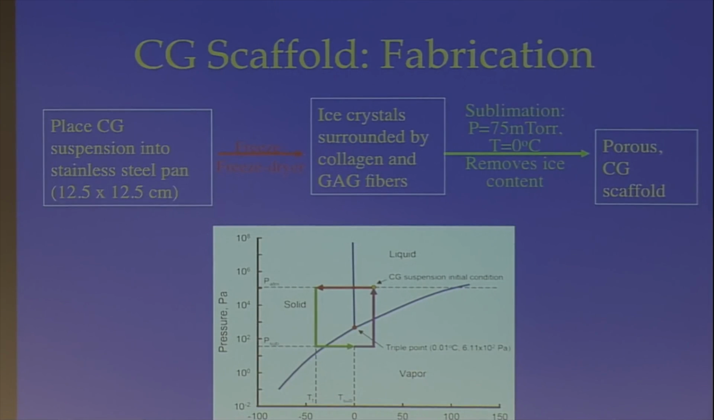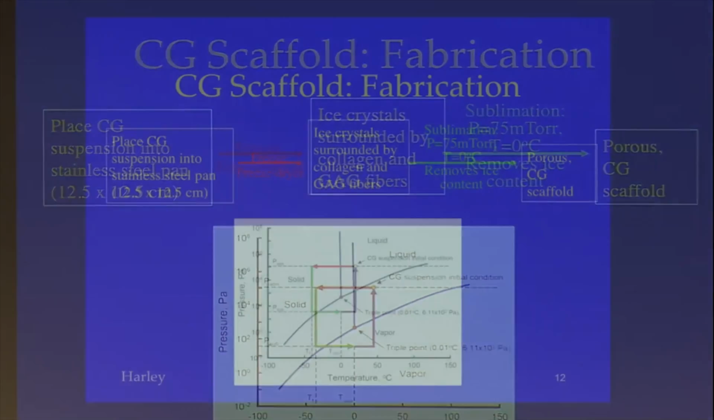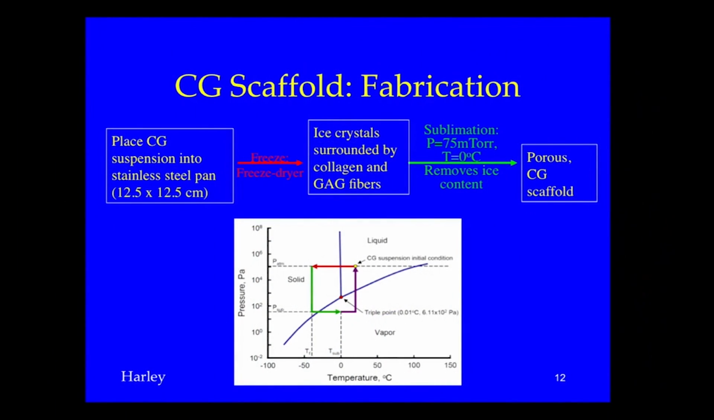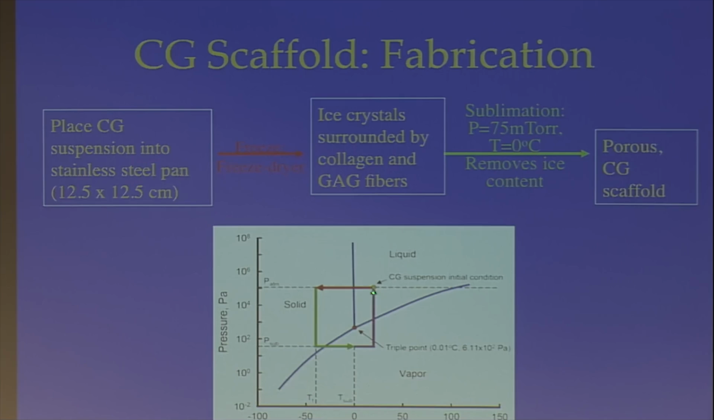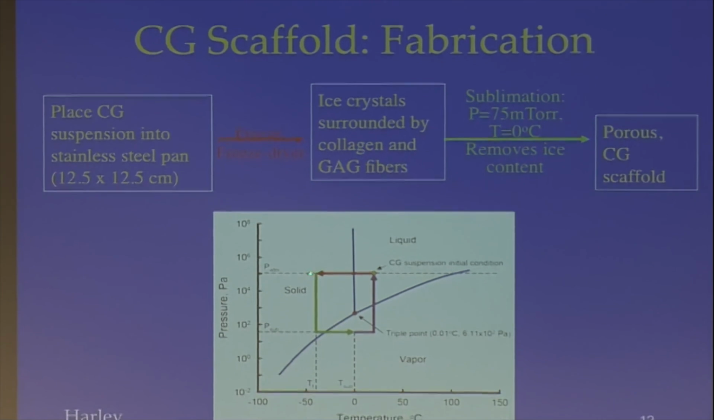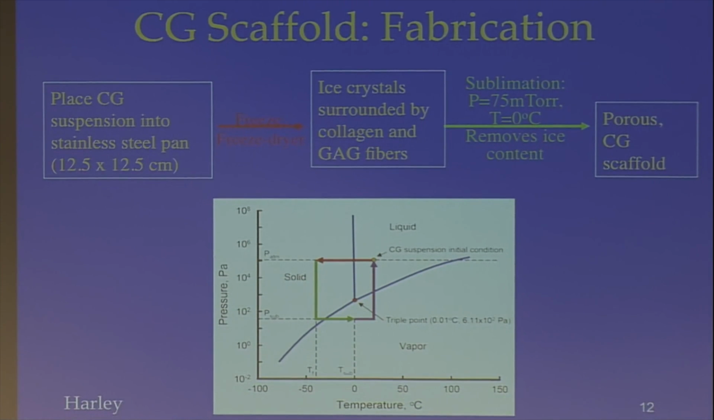And then the second stage is you put the slurry, or the suspension, into a pan, and then you do the freeze-drying process. You start at room temperature and atmospheric pressure, you cool it down to freeze it, and then you sublimate it, and you're left with the very porous collagen GAG scaffold.